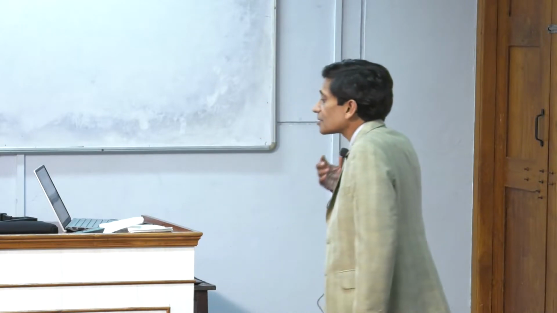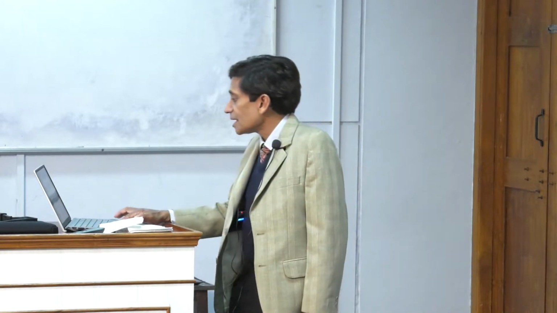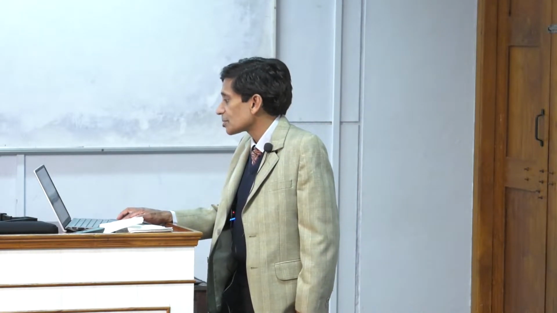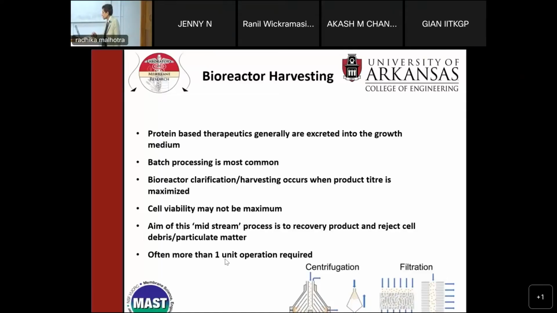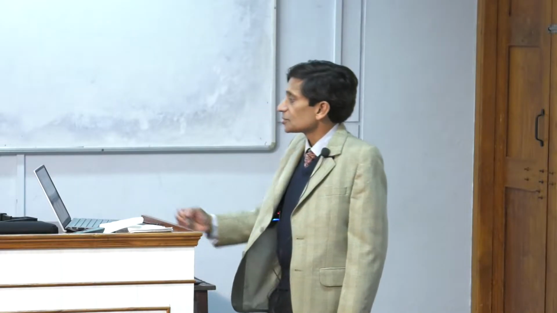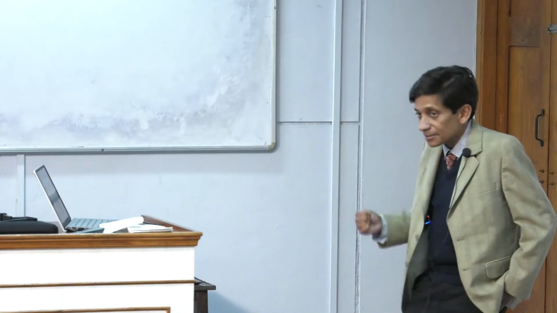As I mentioned this morning, cell viability may not be at the maximum. In fact, you want to get to a cell viability that maximizes the amount of product you have. The aim of this midstream process is to recover product and reject cell debris. Often there is more than one step, and often we have centrifugation combined with some sort of depth filtration. So let's start off first talking about depth filters.